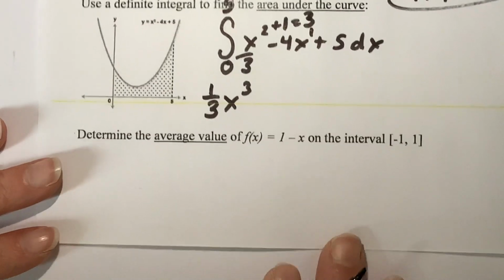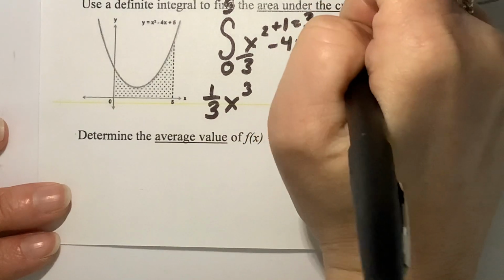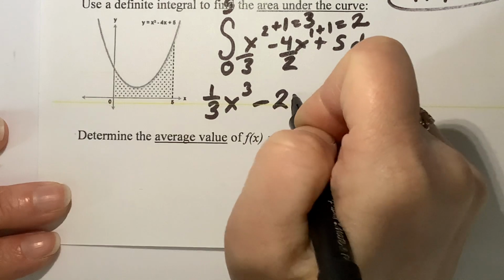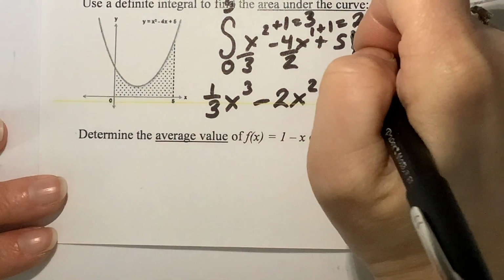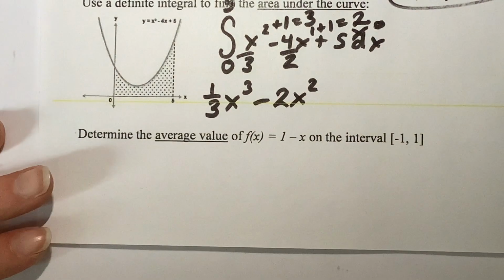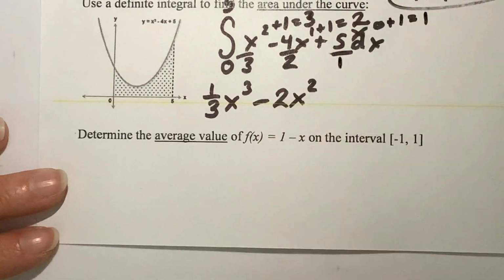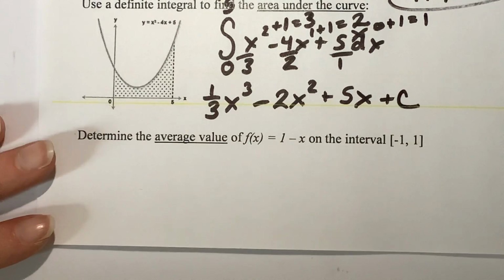Minus 4x. The x does not have an exponent, that means it's a 1. Add 1, the exponent is now 2, divide by 2, making it negative 2x squared. 5 does not have a variable, so it's x to the power of 0. Add 1, the x now has an exponent of 1, divide by 1, it's 5x plus c.